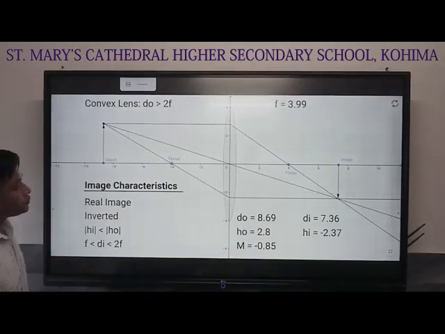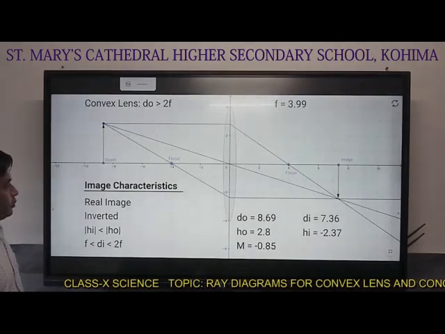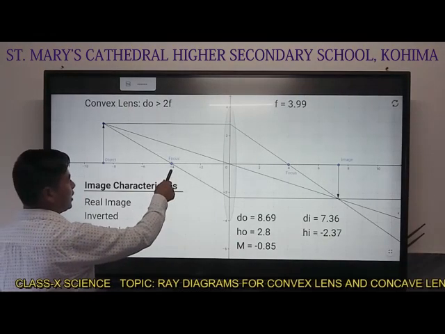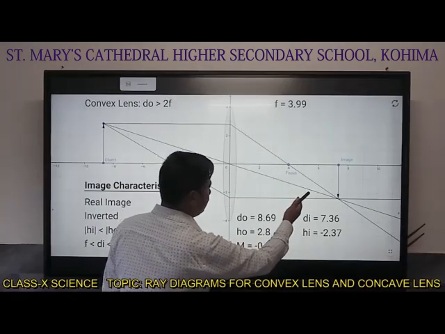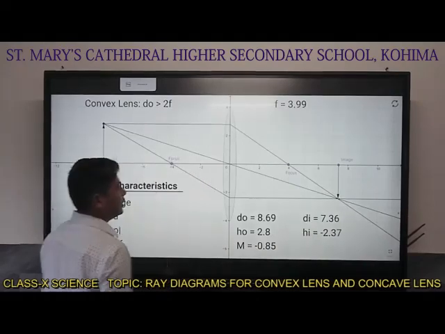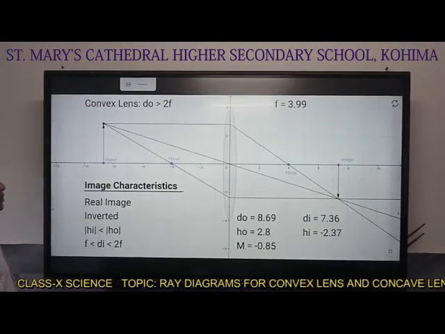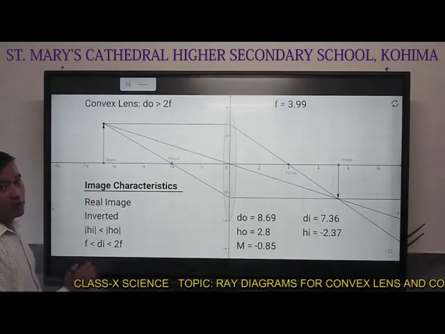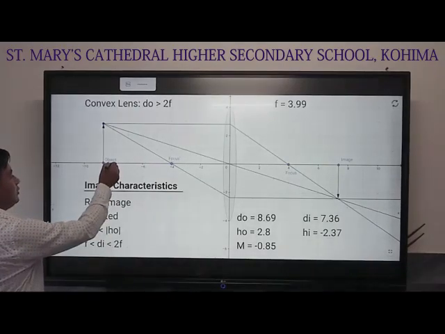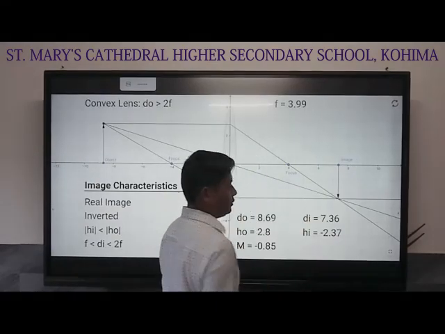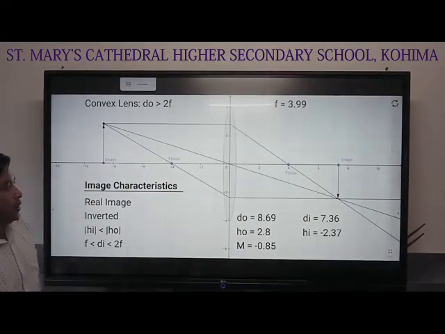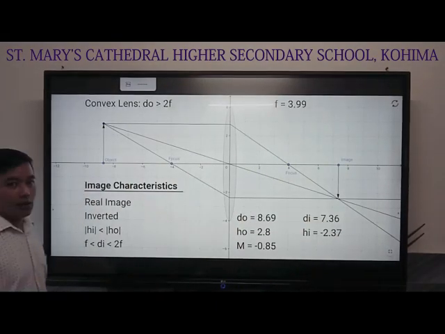So if the principal focus is -4 on the left hand side, and 4 on the right hand side, then the center of curvature on both sides of the lens will be denoted by -8 and 8. So we are clear about that. Then after that, we are going to see the next position of the image.